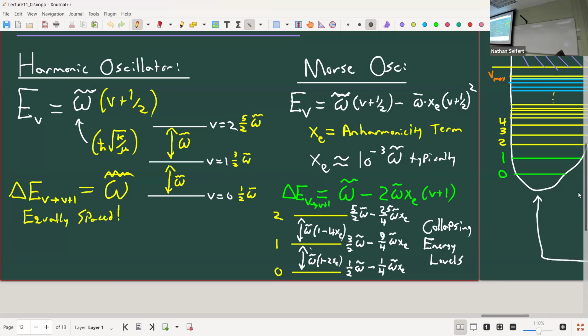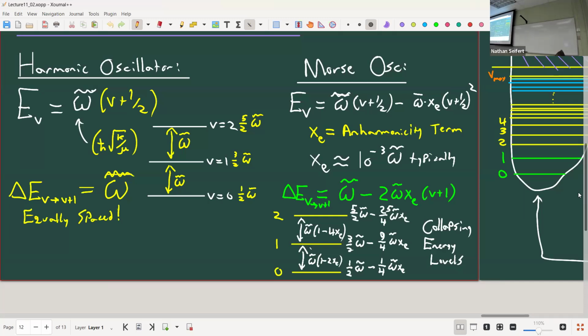It gives you a value for XE. You fit this data to XE and omega, doing a linear regression. That's what you're going to be doing in the lab in a couple weeks. And so you can determine these XE values and these omega values experimentally. These are the numbers that we get from experiment, and this is what we call the spectroscopic constants: the values that come from the spectrum, and they describe the energy level structure.